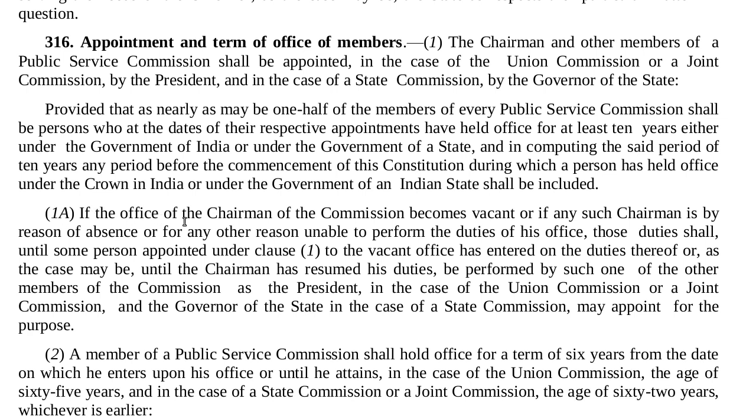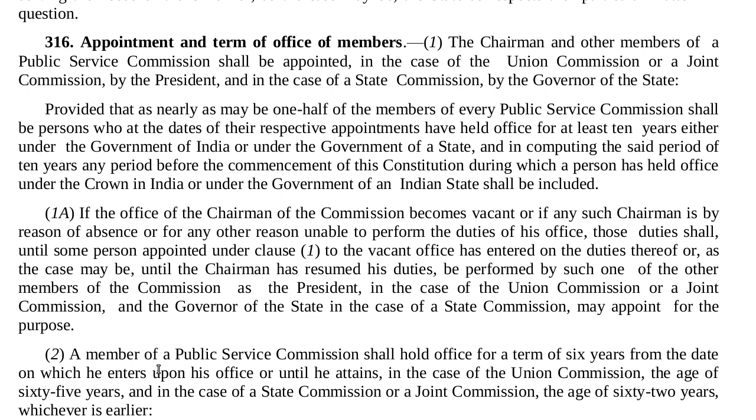1A. If the office of the chairman of the commission becomes vacant, or if any such chairman is, by reason of absence or for any other reason, unable to perform the duties of his office, those duties shall, until some person appointed under clause 1 to the vacant office has entered on the duties thereof, or, as the case may be, until the chairman has resumed his duties, be performed by such one of the other members of the commission as the president, in the case of union commission or a joint commission, and the governor of the state, in the case of the state commission, may appoint for the purpose.